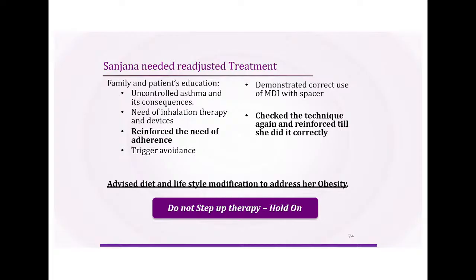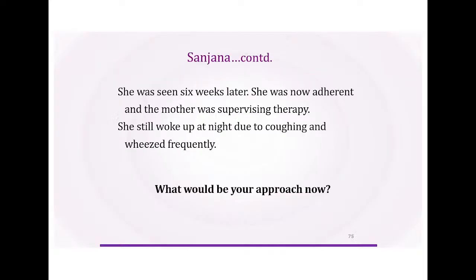So Sanjana needed adjusted treatment. Family and patient education is important. We have to explain asthma, uncontrolled asthma and its consequences, the need for inhalation therapy and devices, reinforce the need for adherence, and avoiding the triggers. Correct use we have to explain at every visit. Advise diet and lifestyle modification to address her obesity, and here we can wait for some time because the adherence and everything was not correct. So we can wait for response to treatment, and we can advise reduction of obesity and then wait for response.